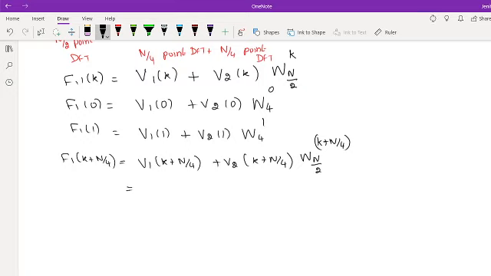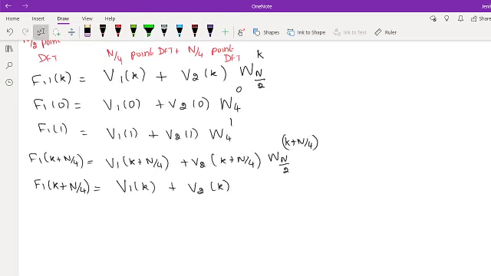So since I am shifting that v1 of k to v1 of k plus n by 4, that will become v1 of k. Because I am advancing 2 times, because n is 8, I am advancing 2 times. So I am getting the same v1 of k with respect to the periodic condition. Again, this is also v2 of k. And f1 of k plus n by 4, f1 of k is 4 point DFT. So this is as such is written f1 of k plus n by 4.